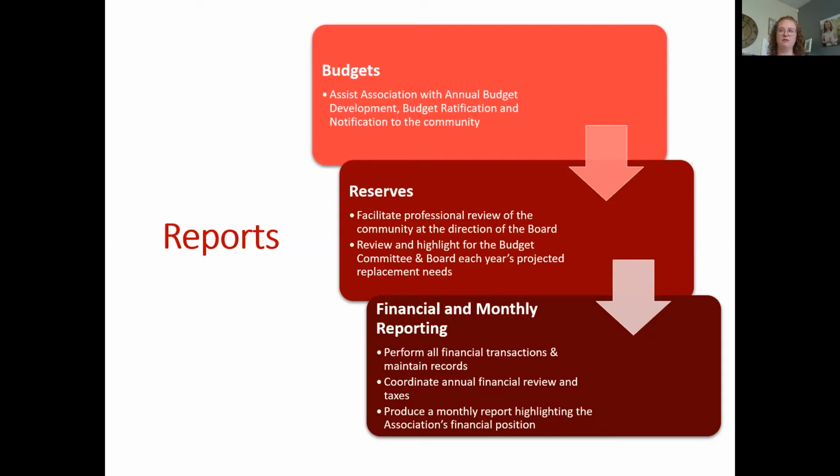And then your financial and monthly reports are sent to you on an ongoing basis to show you how you're tracking with that. What operating expenses are we on track with, and what reserve expenses did we expect this year that are either happening or we might need to defer to next year, and how is that process working for us?